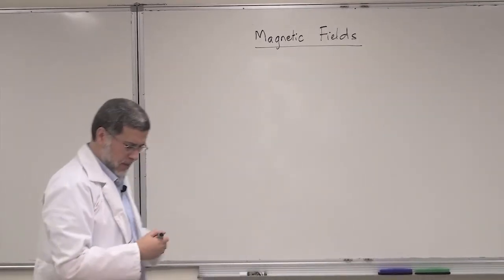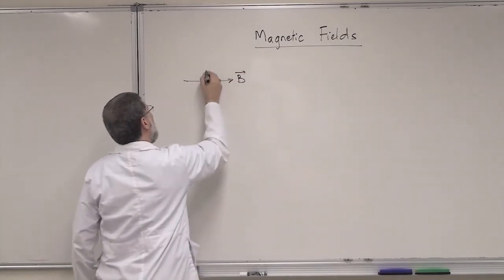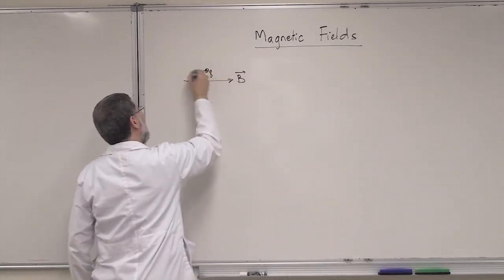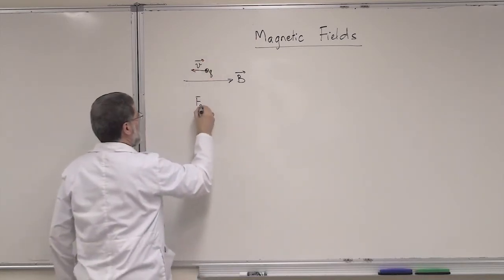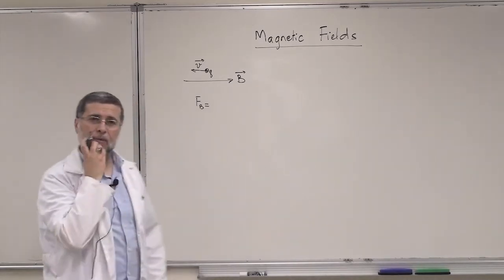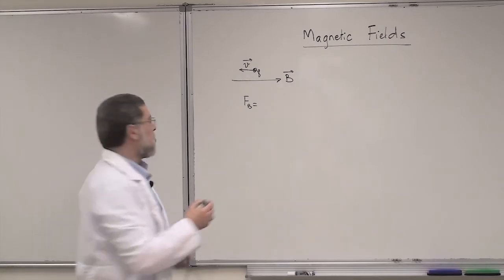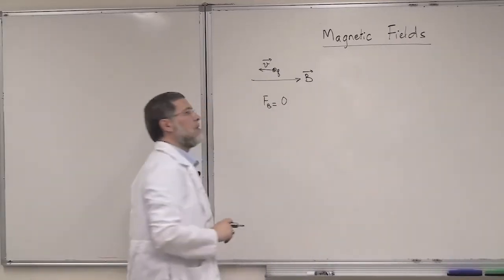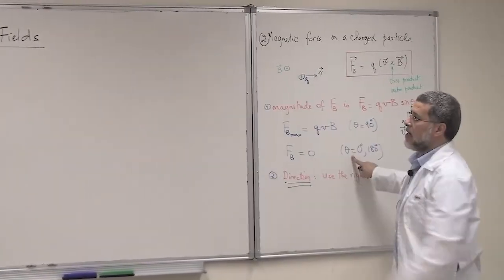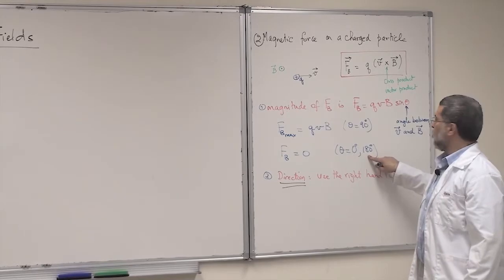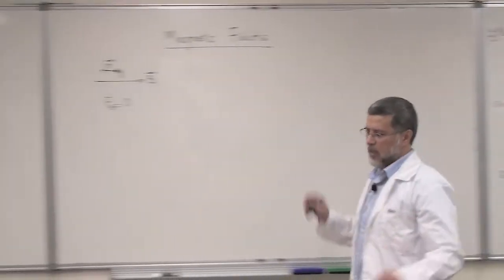Now, let's look at this example here. For example, you have this B in this direction, and v, the velocity of the charge, is in this direction. What will be the force F_B in this case? I want the direction of F_B. Of course, in this case, F_B is 0. I hope you know why. Because the angle between the velocity and B is 180 degrees. So sine of 180 will give you 0, so the force is 0. Automatically, the force is 0.